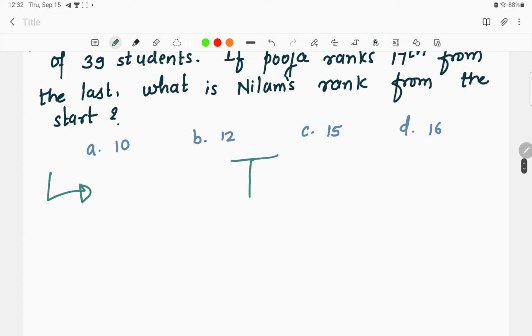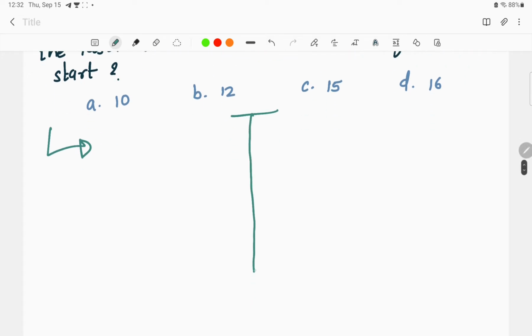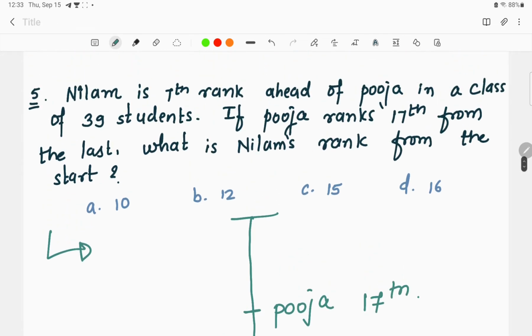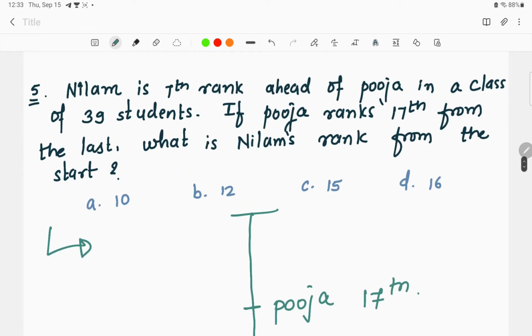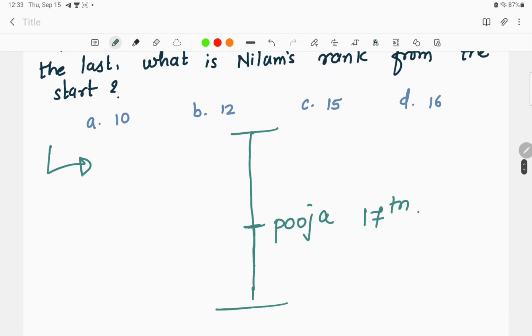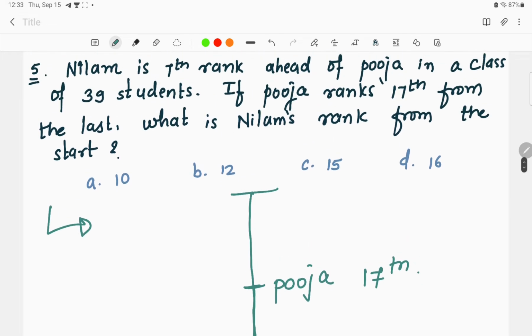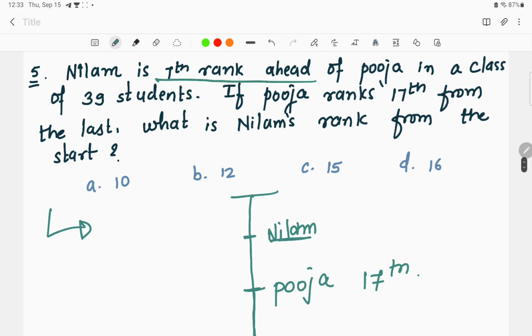Let us draw the diagram once. Here we can clearly see that, for example, this is the position of Pooja. So Pooja is at the 17th position. Okay, this is the first thing that we got. Now Neelam is 7 ranks ahead of Pooja, and here for example there is Neelam. So basically this is the 17th position if we consider.